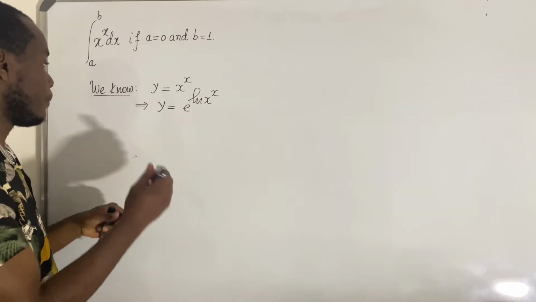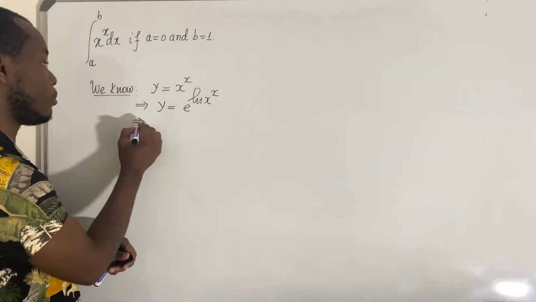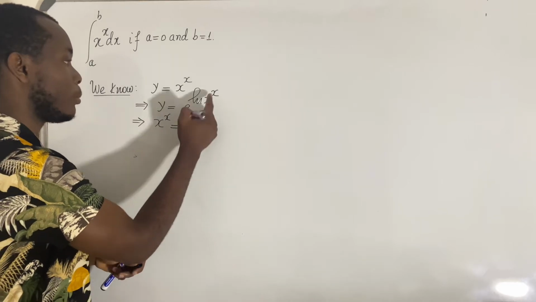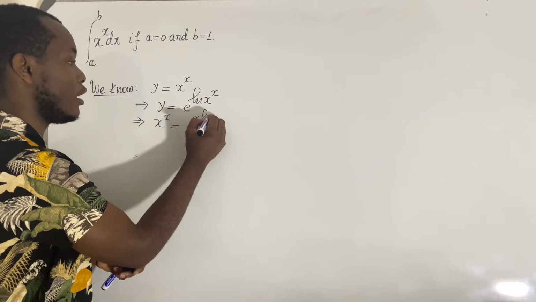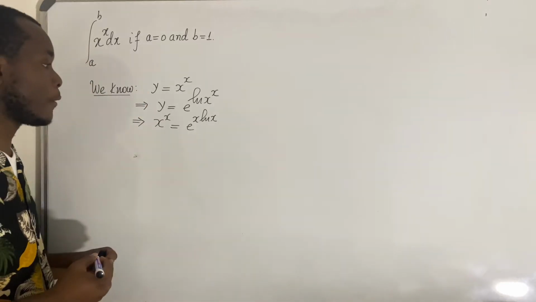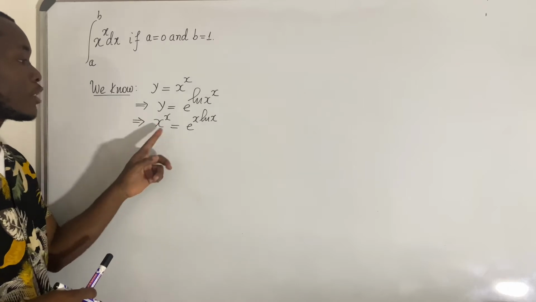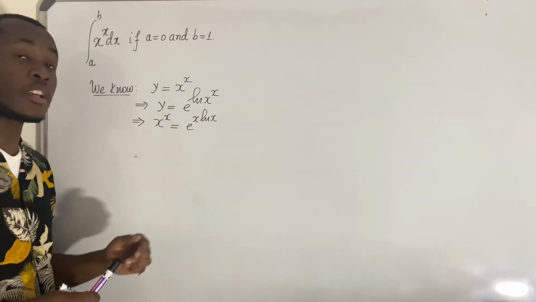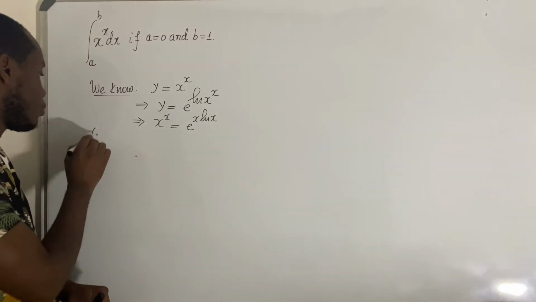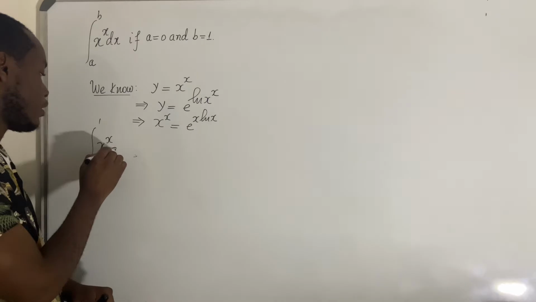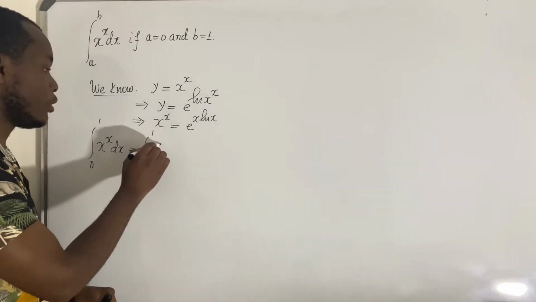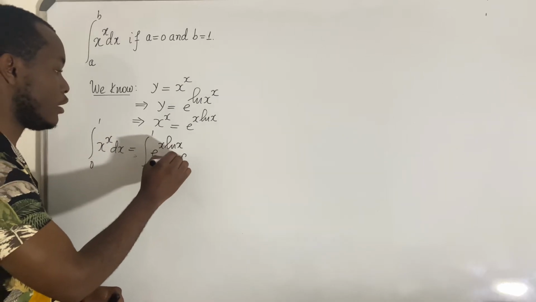So y is equal to y, and we can conclude that x to the power x is the same thing as e to the power, this x can come at the back, x ln x. So that means they are actually the same thing, because this is y. So finding the integral of this expression is the same as finding the integral of that expression, because they're actually the same. Which implies the integral from 0 to 1 of x to the power x dx is the same as finding the integral from 0 to 1 of e to the power x ln x dx.